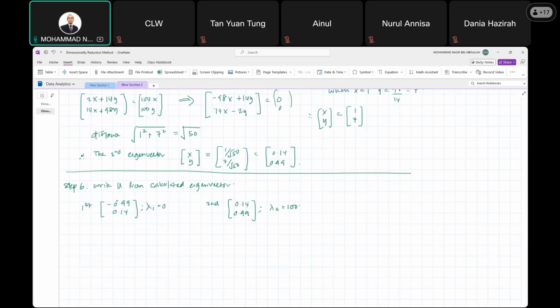Right, so then we're going to combine them, but before we combine, we need to sort with the largest one first, and then the smallest one second, based on the calculated eigenvalue, right? So U is equal to: the first one is the largest, 0.14 and 0.99. The second part is negative 0.99 and 0.14. So this is the U matrix that we already calculated. The first one represents lambda equal to 100 and the second one represents lambda equal to 0.